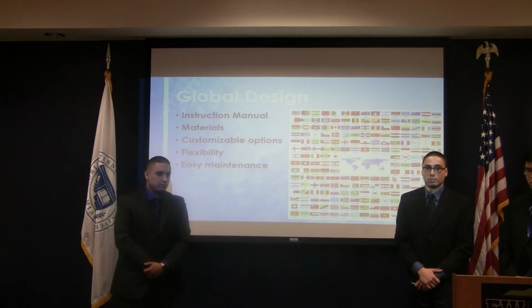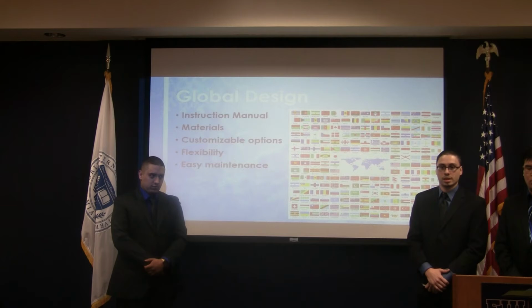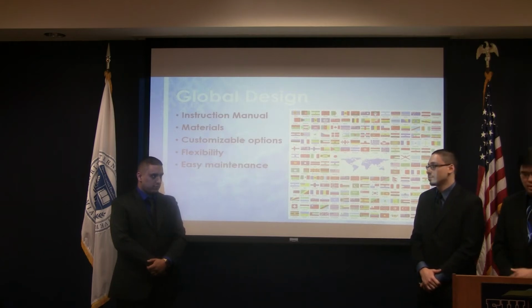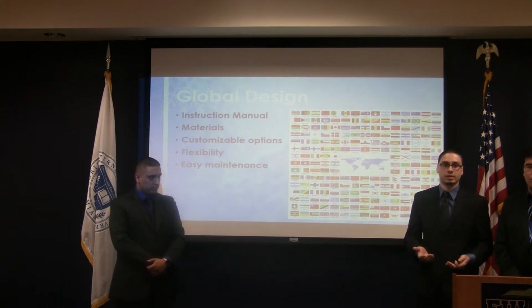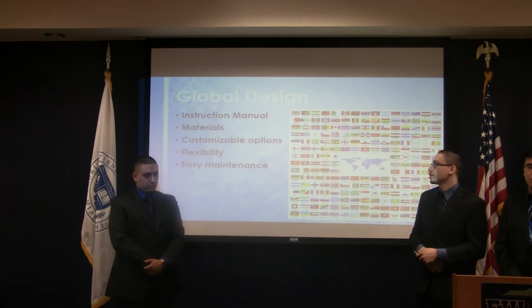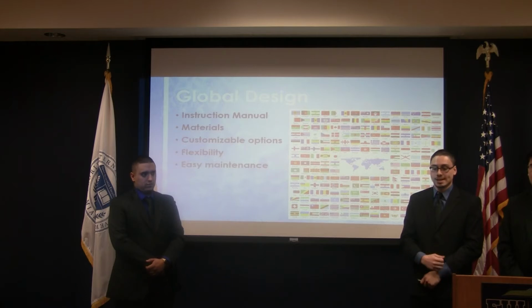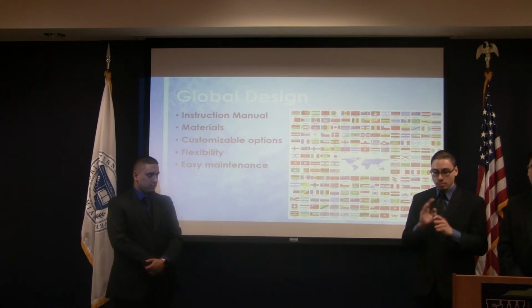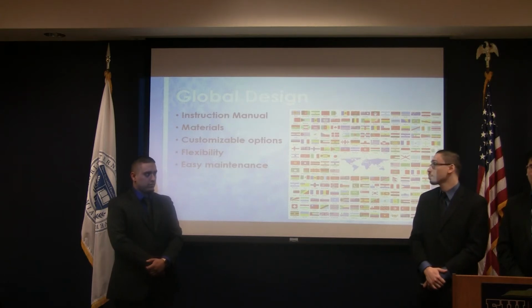For our global design, one thing we want to focus on is the instruction manual, which is going to be a combination of both pictures and multilingual statements. The reason for this is that our audience is the public worldwide, so we want to accommodate those of different languages. Also, we want to design it so that the materials are readily available across the world so that we don't limit production in a specific area. If we cannot come up with a universal design, we will provide alternatives to match the needs of other nations.